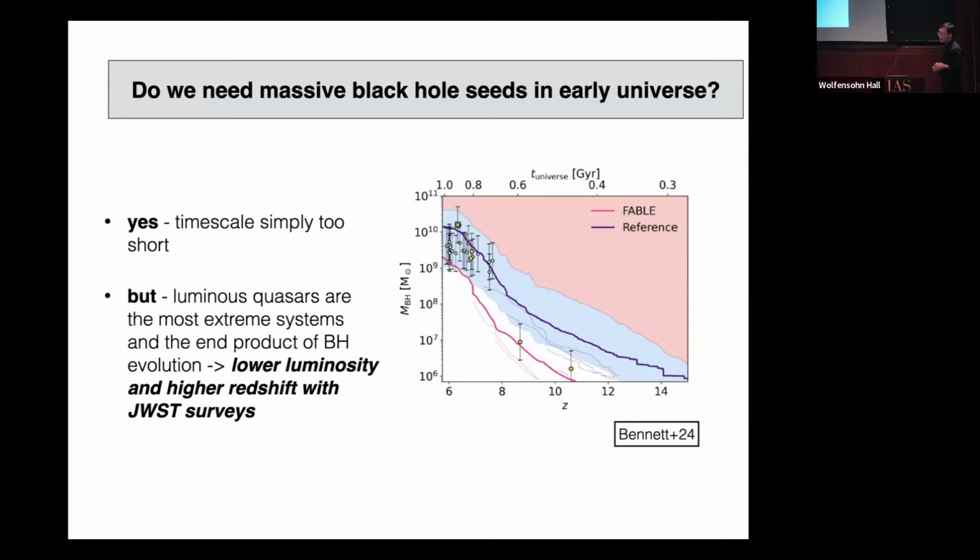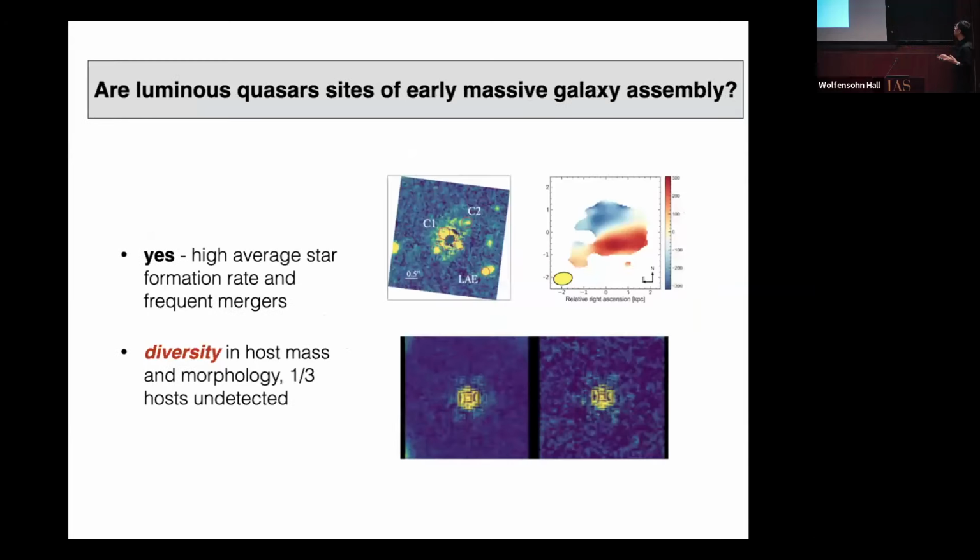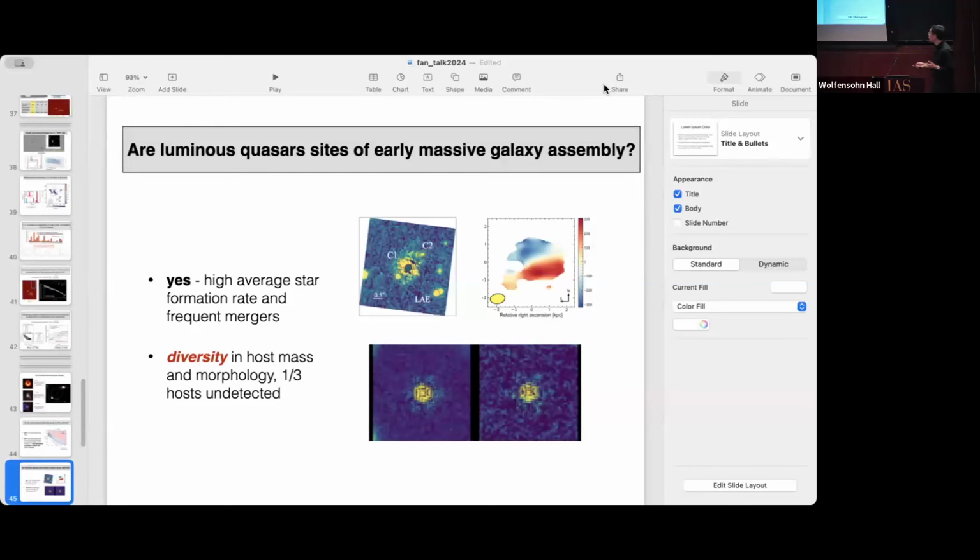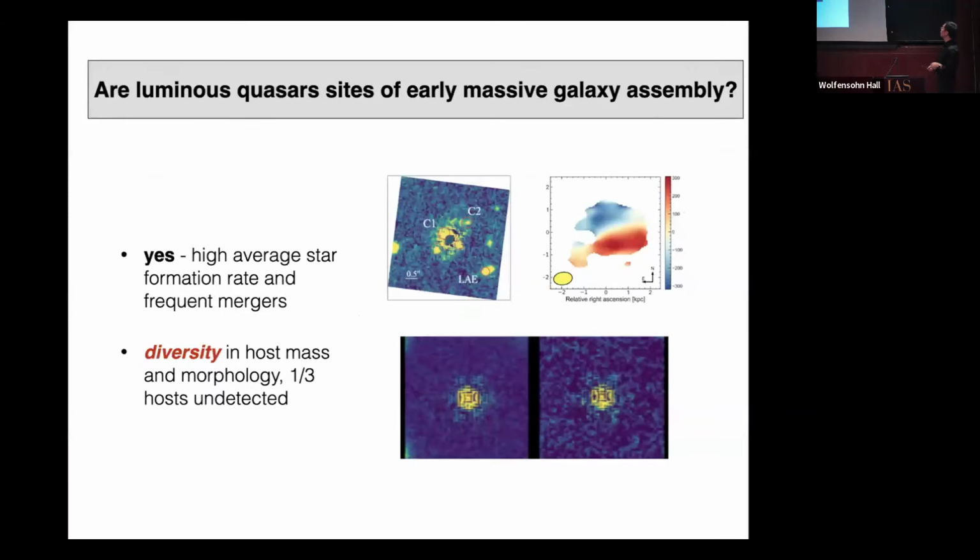But the real answer probably has to come from going to, again, lower luminosity and higher redshift with the JWST surveys that we'll be getting in the next few years and are starting to get now. They are certainly, on average, a site of massive galaxy assembly, because you just see very high star formation rates in most of them, and they have frequent mergers. But there's a strong diversity, in the sense that for still 1/3 of them, we don't quite know what's going on.